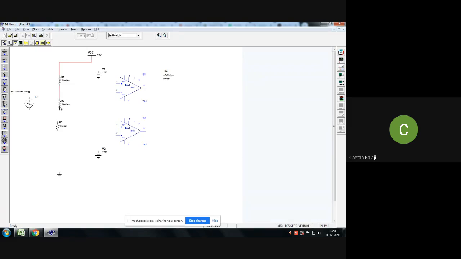This is R2. Just move it away. The default value of this is 1K. Let it be as such, because you can design it for your own choice.